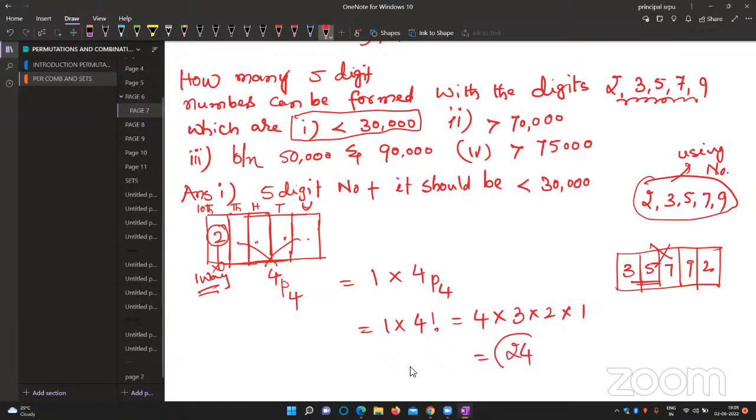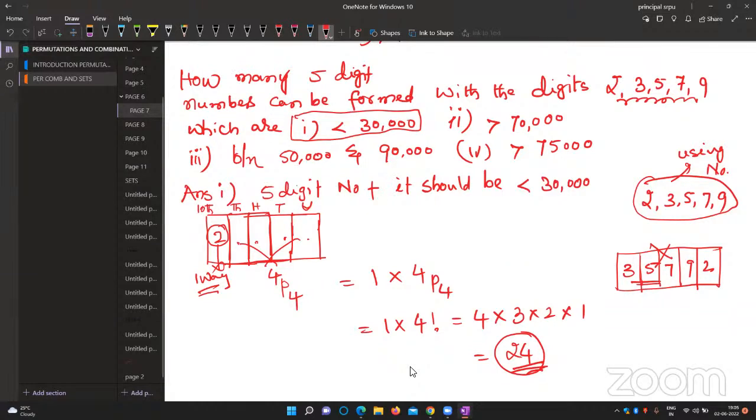What is the meaning of this? By using the digits 2, 3, 5, 7, 9, we can form 24 5-digit numbers which are less than 30,000. Again, I repeat, what is the meaning of this? We can form, look at it.